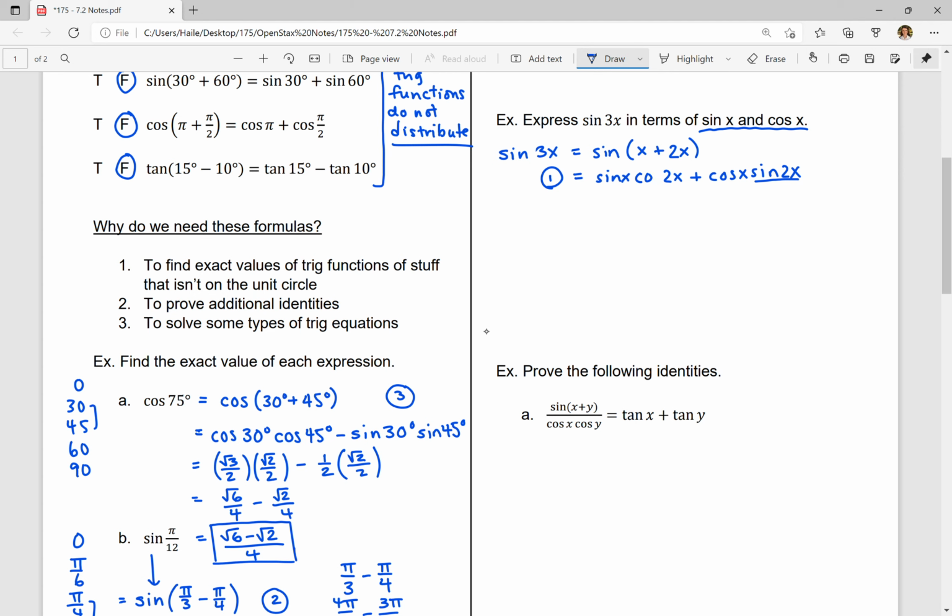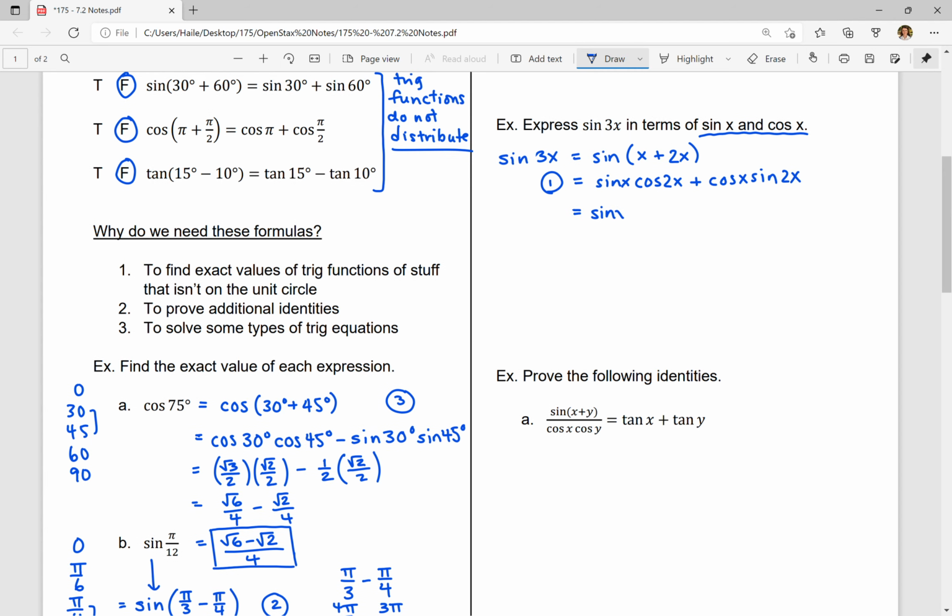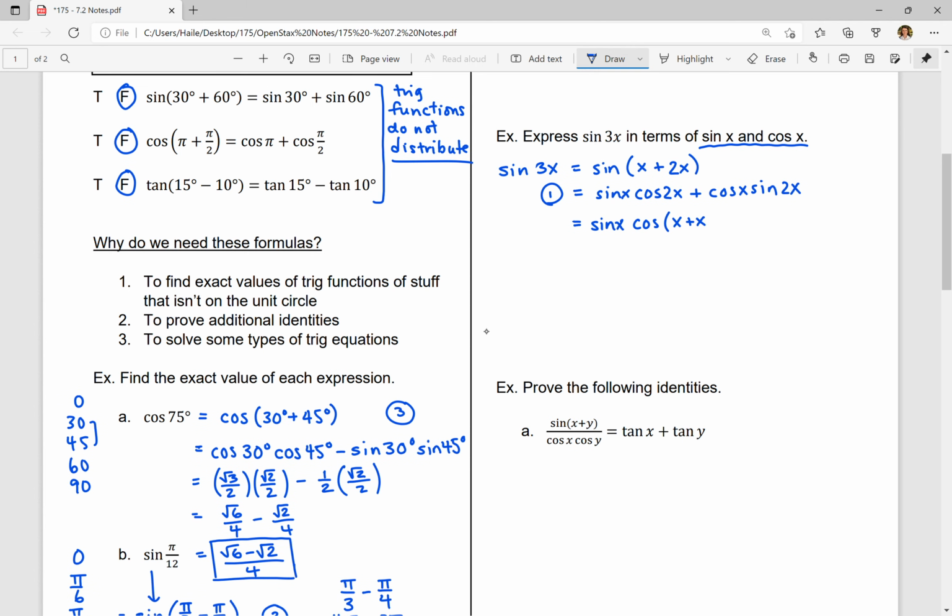In this next step, we're going to rewrite those two things as another cosine of a sum and another sine of a sum. So we'll have sine of x and cosine of 2x. There's only one way to add two things to get 2x. We just have x plus x. And then we'll have cosine of x, and we'll do the same thing with sine of 2x. So we'll have sine of x plus x.